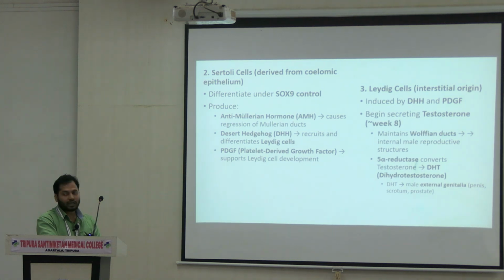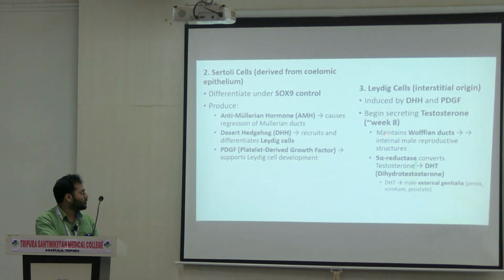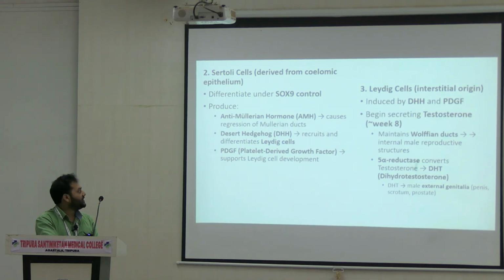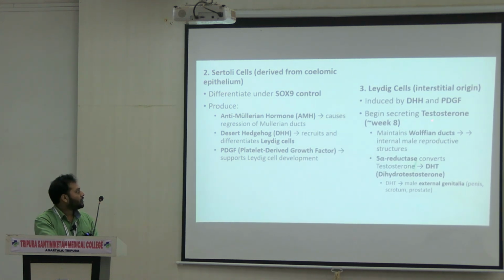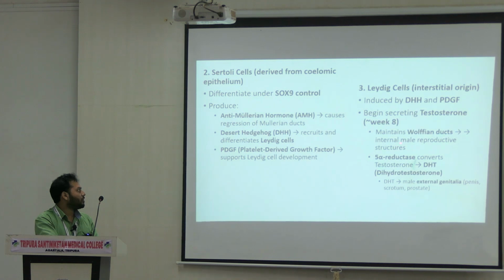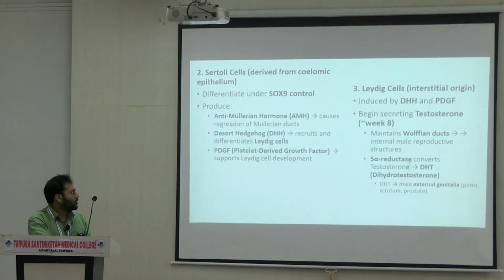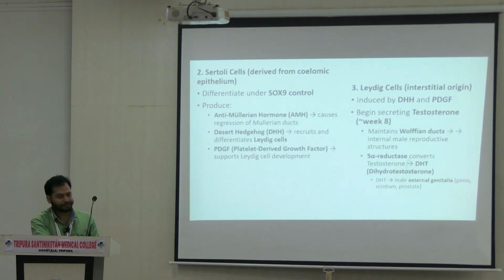Now, how is this testosterone involved in the developmental or differentiation pathway? See, in the presence of DHH and PDGF, there is a secretion of testosterone, and this secretion starts at around 8 weeks of embryonic development. This testosterone maintains the Wolffian duct, and ultimately the Wolffian duct promotes the development of male internal genitalia, as well as 5-alpha reductase converts testosterone into DHT, which is involved in the development of the external genitalia of the male sex.